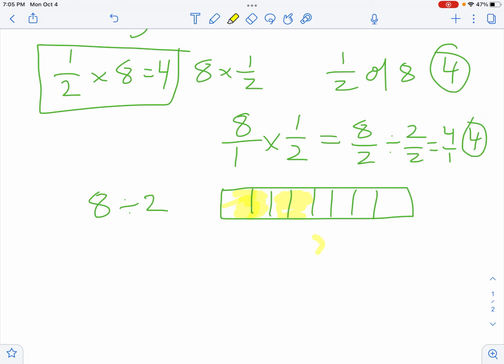Okay, so 2 goes into 8. Oh, sorry, let me count this again. So there's 1 2, that's 1 2 right there. There's another 2 right there. And there's another 2 right there. So we can fit 4 2's into 8.